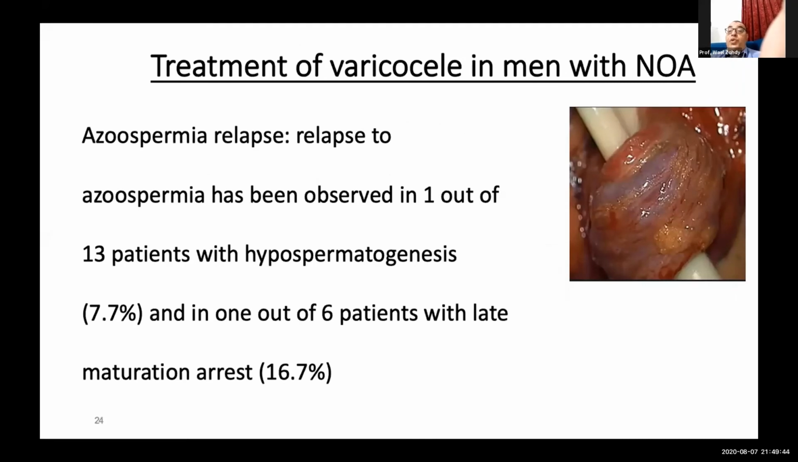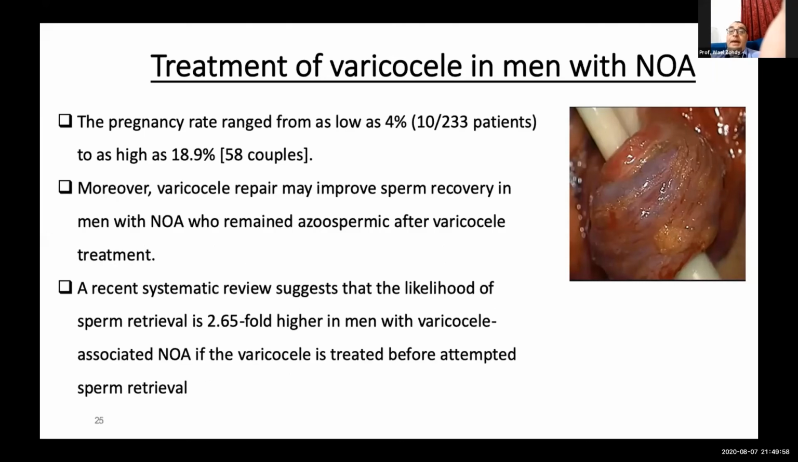Azoospermia relapse is also not uncommon. 7.7% of men with hypospermatogenesis may relapse to azoospermia, and almost 70% of men with maturation arrest may relapse to azoospermia. Next. The pregnancy rate ranged from as low as 4% to as high as 19%. Varicocele repair may improve sperm recovery in men with non-obstructive azoospermia, and I guess this is the second target.